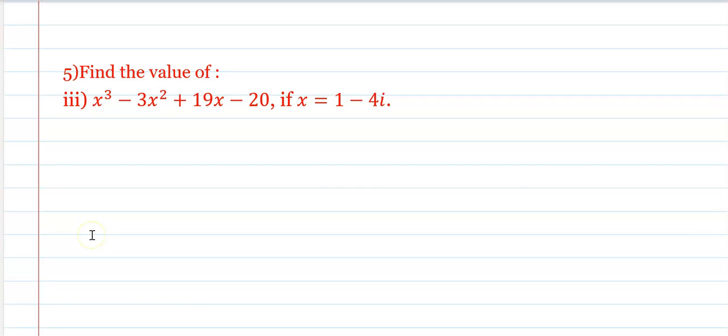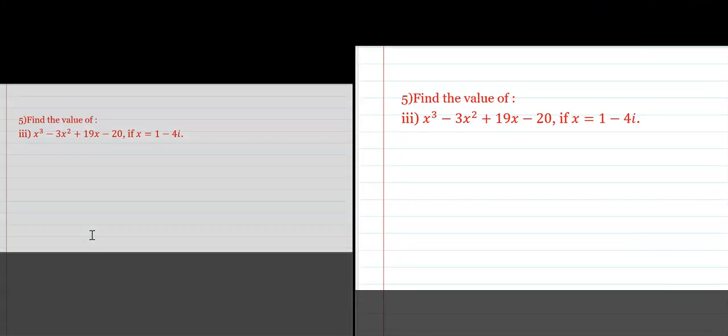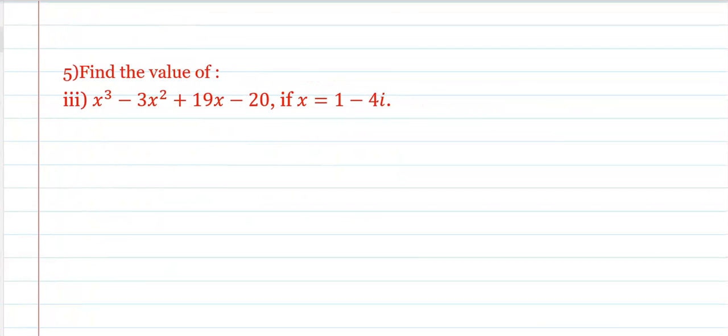Now the next problem, find the value of x cube minus 3x square plus 19x minus 20, if x is equals to 1 minus 4i. Now the solution.